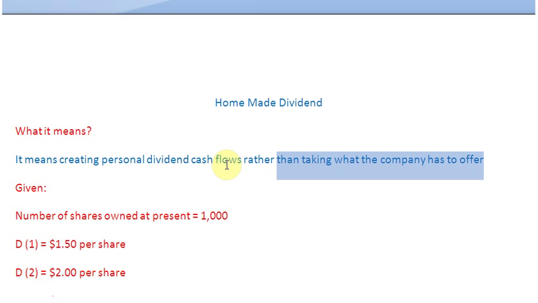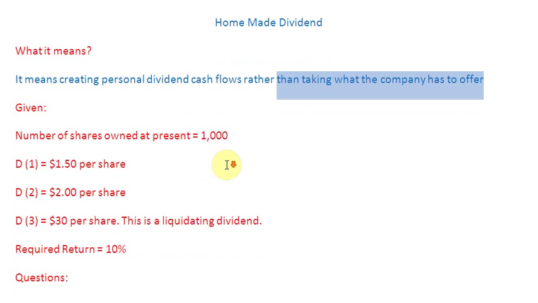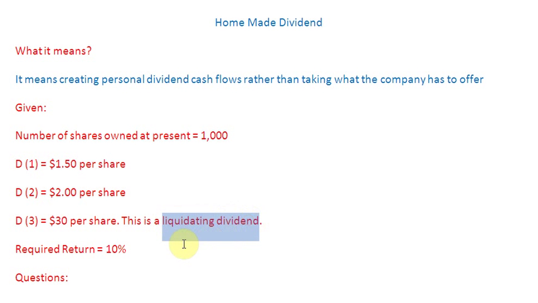Now, for applying this concept of homemade dividend, let us take some data. We start with the number of shares that we own in a certain company at the moment. Let's say we own 1,000 shares in a given company, which is going to give us a dividend of $1.50 per share at the end of the first year. Then at the end of the second year, it's going to give us a dividend of $2 per share, and then finally in the third year it's going to give us a dividend of $30 per share, and this is going to be the liquidating dividend of the company.